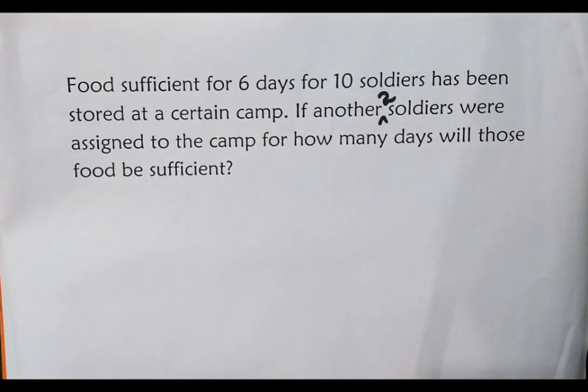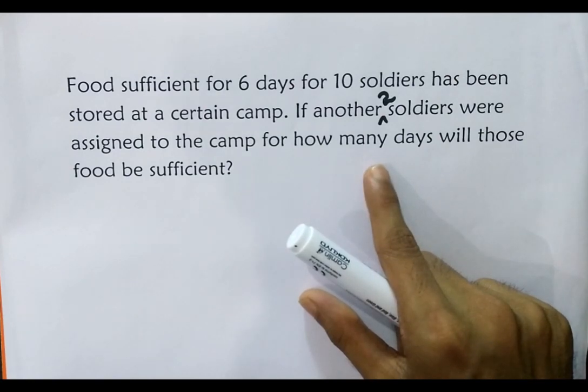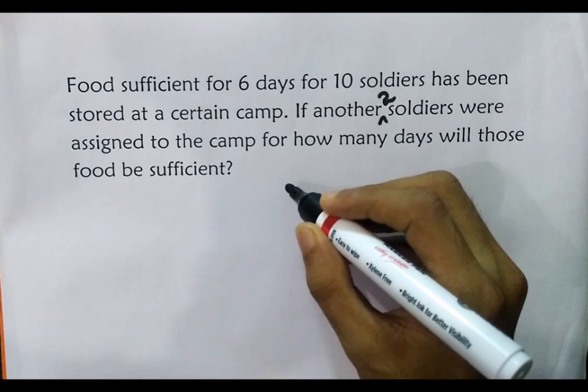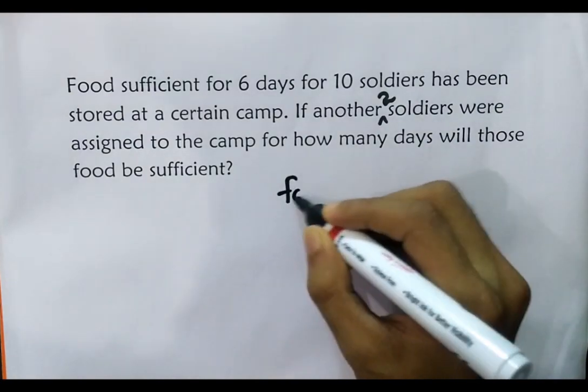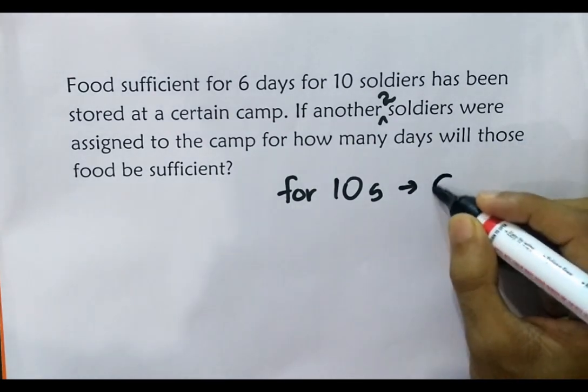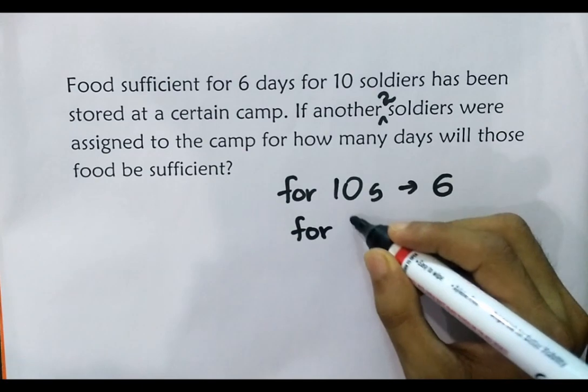Okay, so now the question is, food is sufficient for 6 days for 10 soldiers. If another 2 soldiers were assigned to the camp, for how many days will the food be sufficient? So how to solve this kind of question? If you say for 10 soldiers, it's sufficient for 6 days. Now can we calculate for 1 soldier? So how to calculate that?